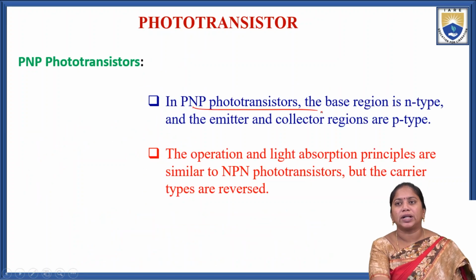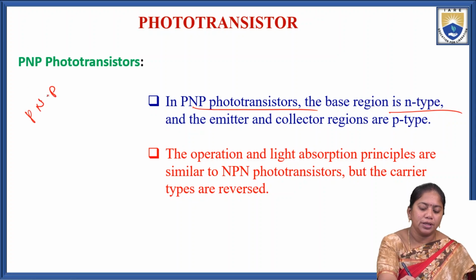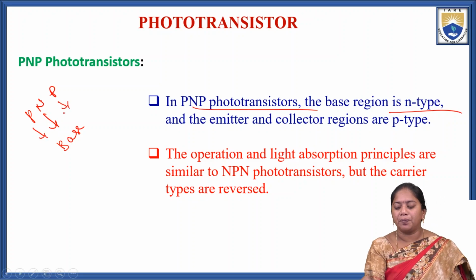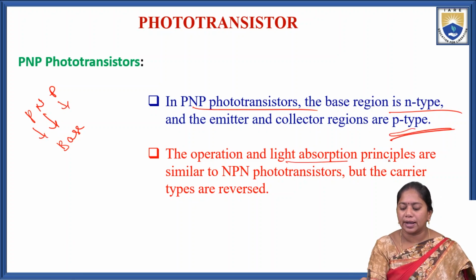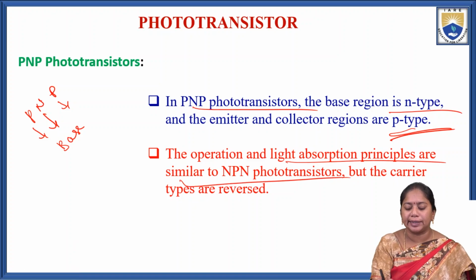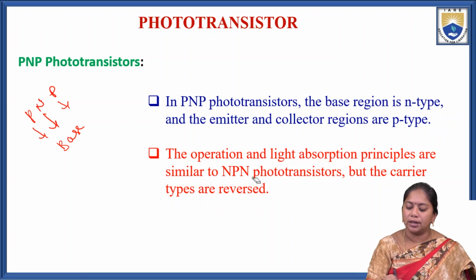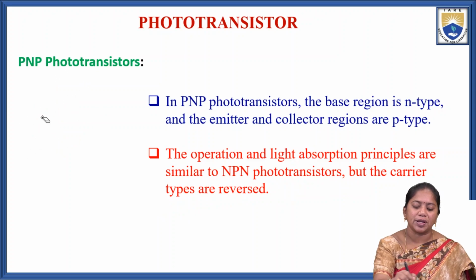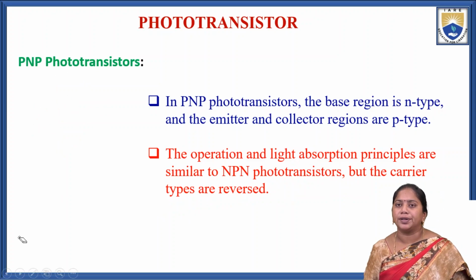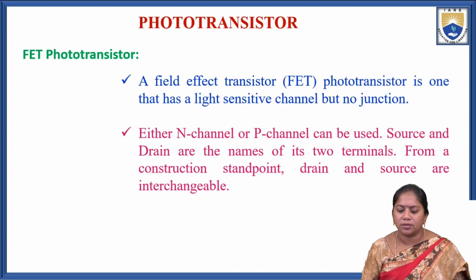In PNP phototransistors, the base region is N-type. So here in PNP, the N is the base region, and the emitter and the collector are made with P-type materials. The operation and light absorption principle are similar to the NPN phototransistor, but the carrier types are reversed. Here the polarity is changed compared to the NPN transistor.